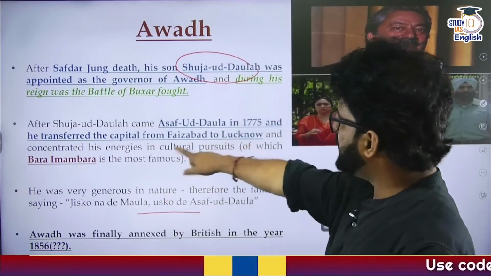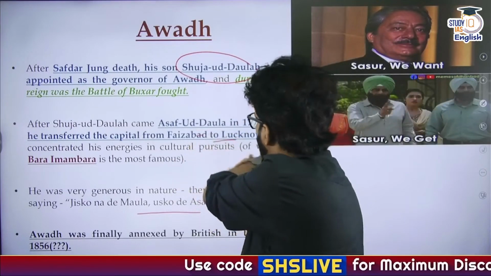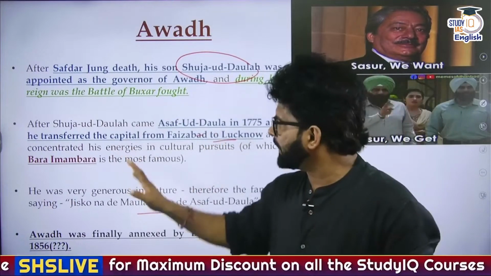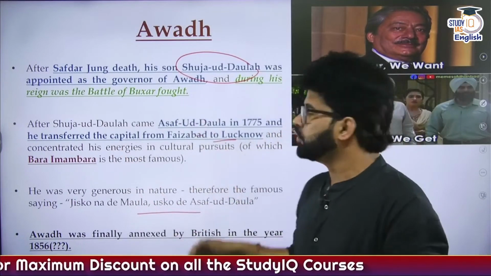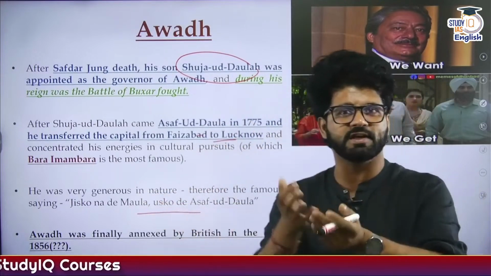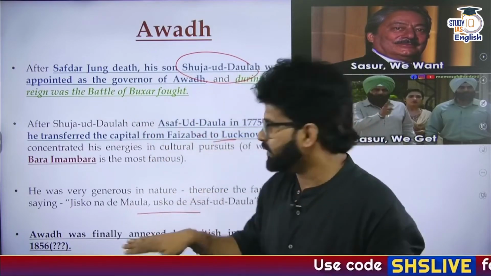So Asaf-ud-Daula made the Bada Imambara. This is a Shia dynasty. And he transferred the capital from Faizabad to Lucknow. So this guy is important. The most important facts are where the Bada Imambara is located, which ruler made it, and about whom we call this particular quotation, which regional dynasty it is associated with, and so on. Hope you're understanding what we're discussing here.